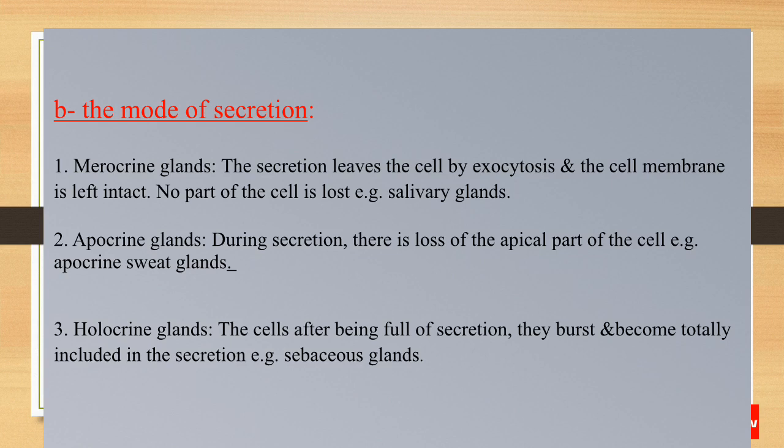Apocrine glands. During secretion, there is loss of the apical part of the cell, as apocrine sweat glands. Holocrine glands. The cells, after being full of secretion, burst and become totally included in the secretion, as sebaceous glands.